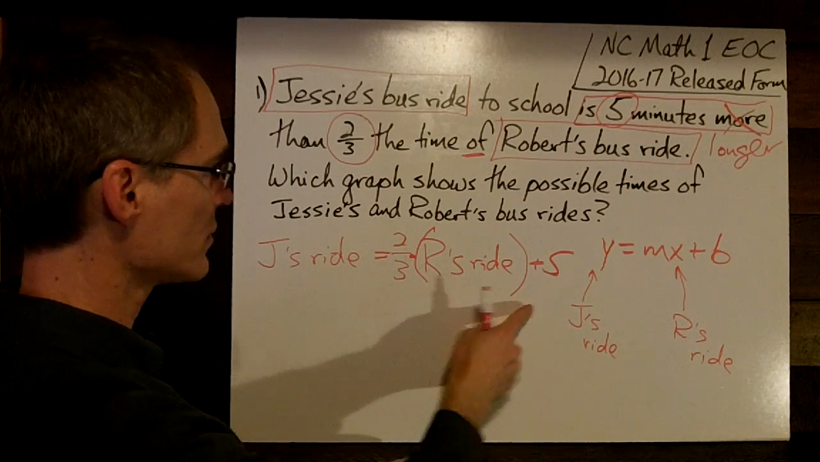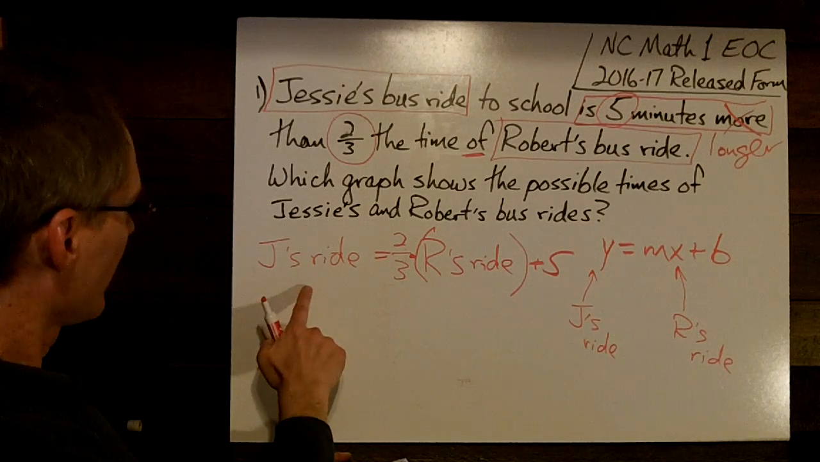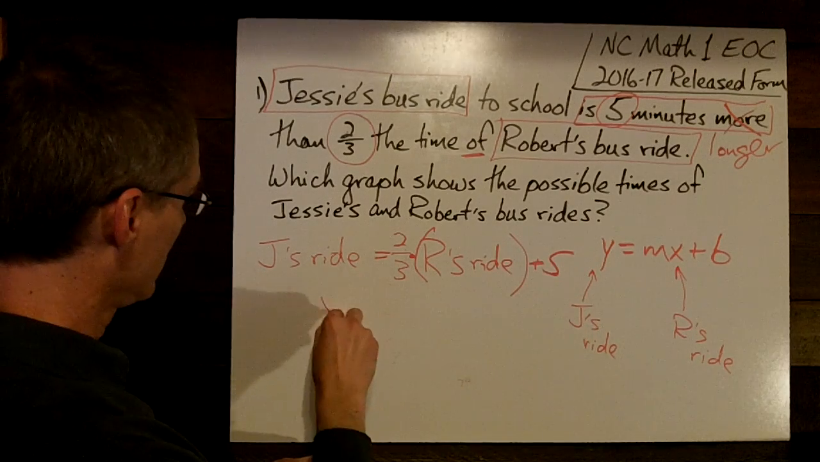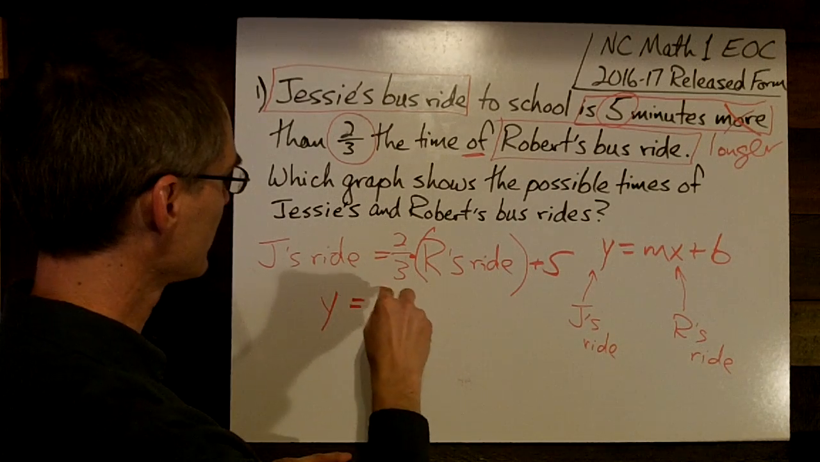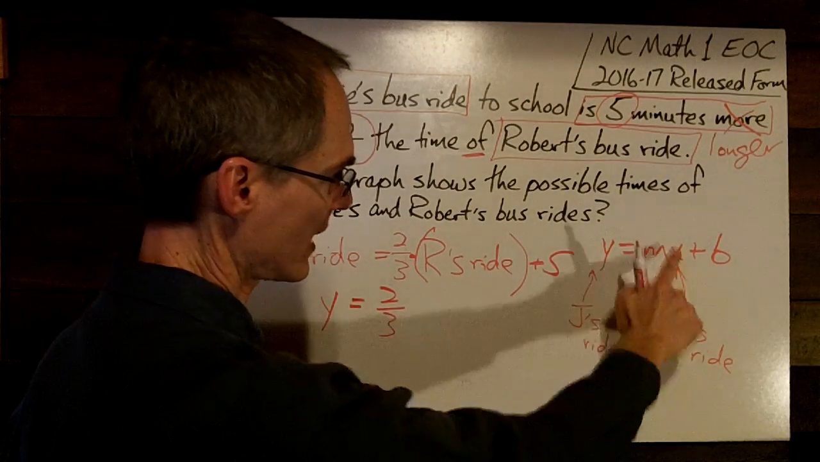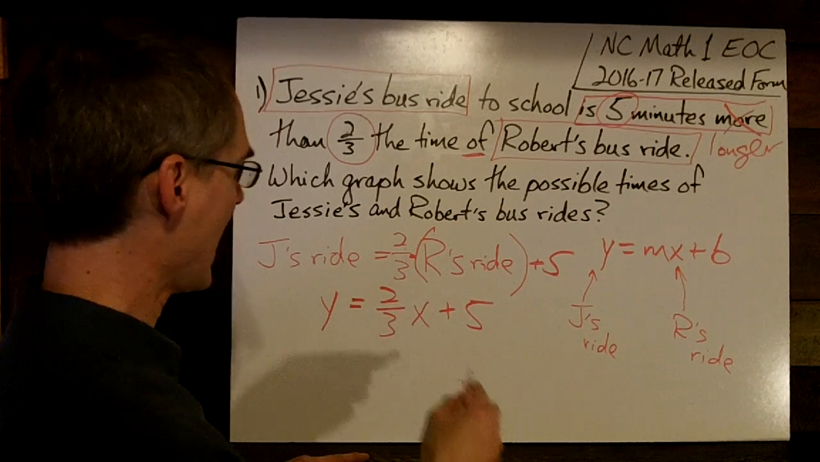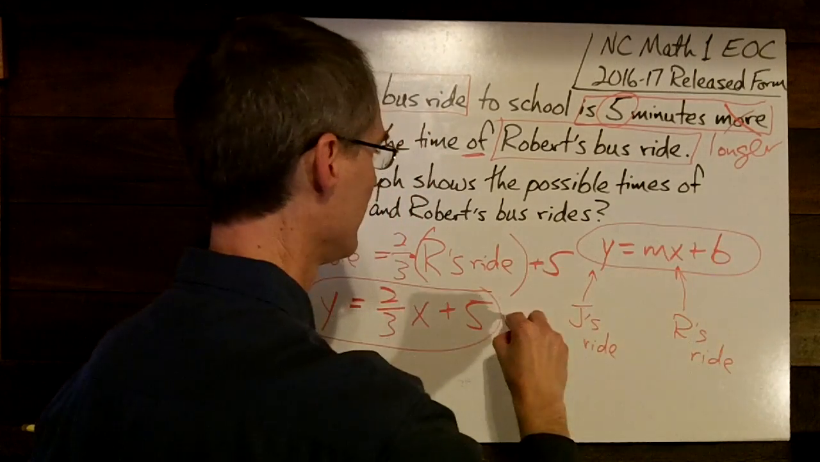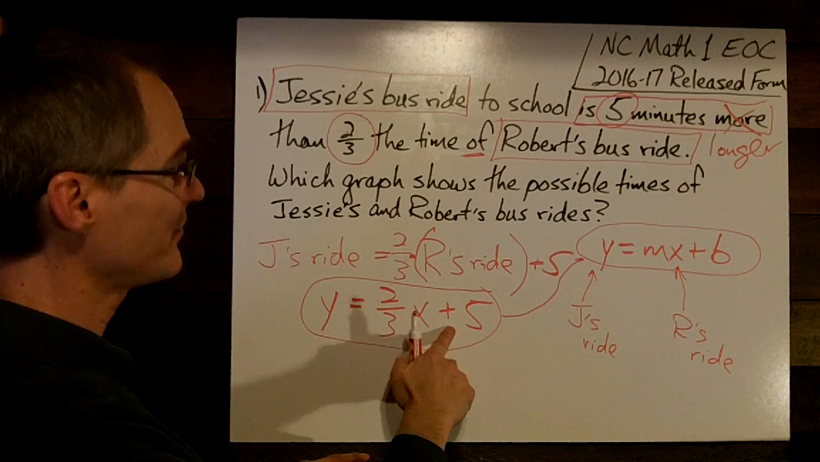Okay, so now I have this equation that's starting to look kind of like my slope-intercept form. In fact, if I take Jesse's ride and swap in the variable y for that, because y stands for the length of Jesse's ride, now I have y equals 2/3 times, and if instead of Robert's ride I just write x because x represents Robert's ride, now I've got 2/3 x plus 5, and now I have something that looks an awful lot like slope-intercept form. I've got an equation that has a slope of 2/3 and a y-intercept of 5.